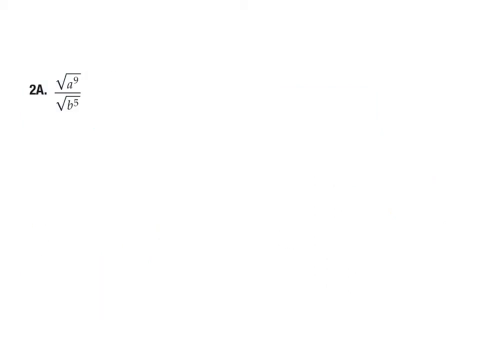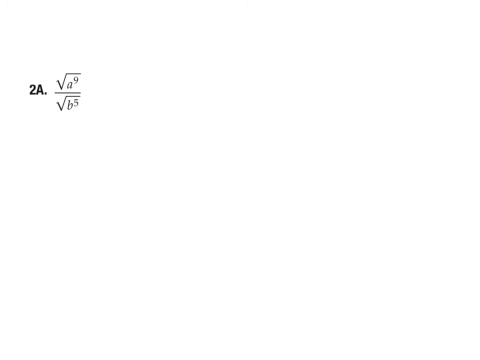So here's my first problem. I've got the square root of a to the 9th over the square root of b to the 5th. What you should do first is simplify the top and simplify the bottom to pull out whatever you can, like we did on the last couple problems on the previous slide, to simplify it down first, and let's see what we get. Hopefully we won't have any radicals in the denominator, but we're going to.